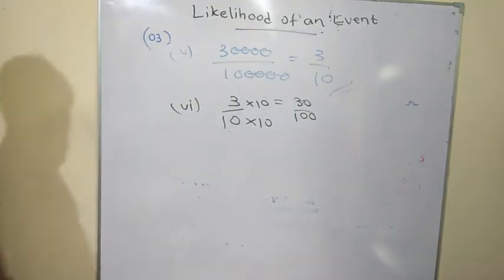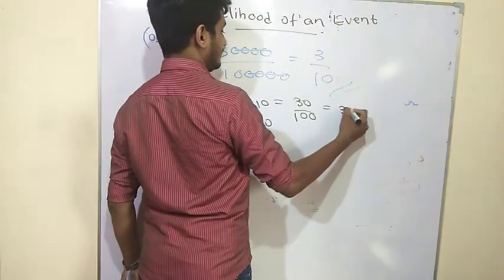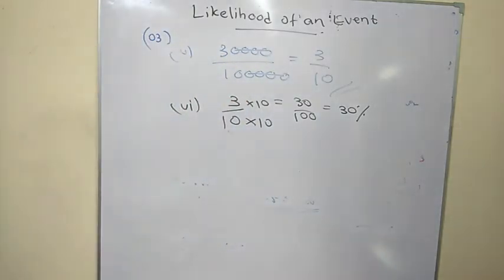This becomes 30 over 100. 30 over 100 means 30%. You can get the answer as 30%. Right, so the answer is 30%.